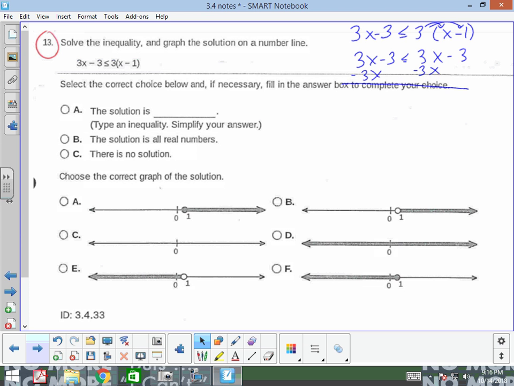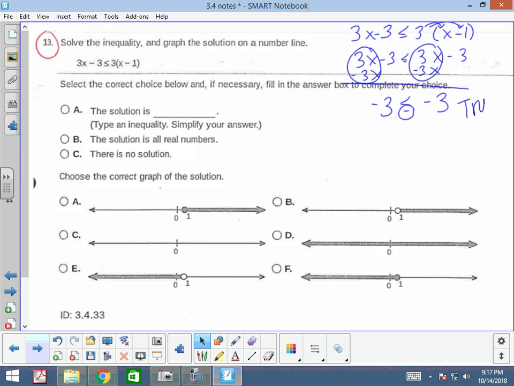Now, it just so happens that the x terms zero out on the left and they zero out on the right. So we want to determine, is this a true statement? Is -3 less than or equal to -3? Well, since it has that equal to, then yes, this is a true statement. So true, so we're going to click on the solution is all real numbers. And then when we click the graph, we want the one that's shaded, the whole graph is shaded, so that's D.